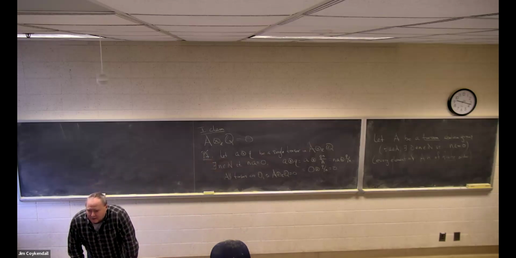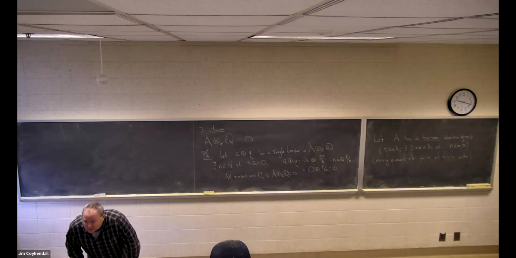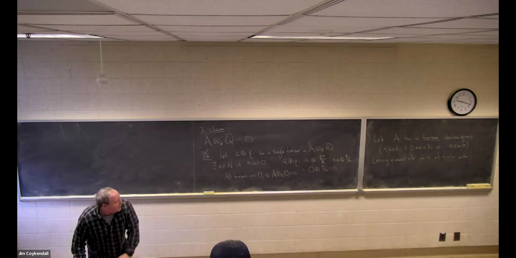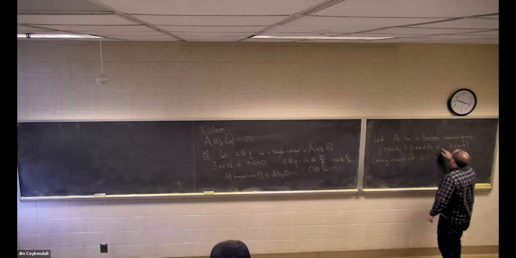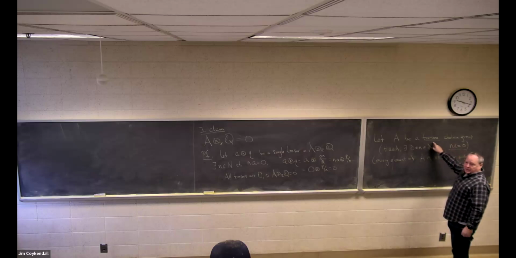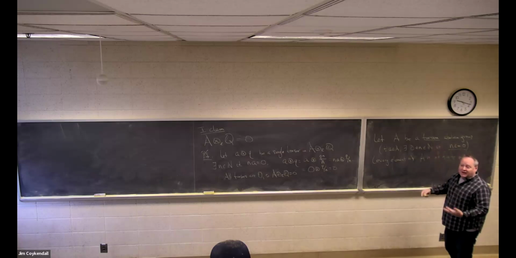Yes. I'm sorry, why is n times a 0? Ah, because this is a torsion abelian group. Oh, right, so every element a is of finite order.